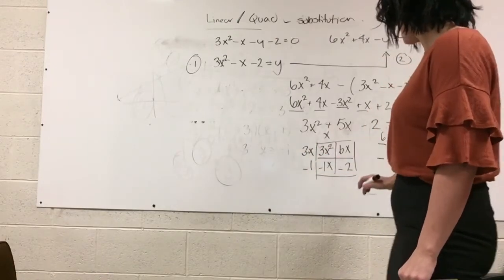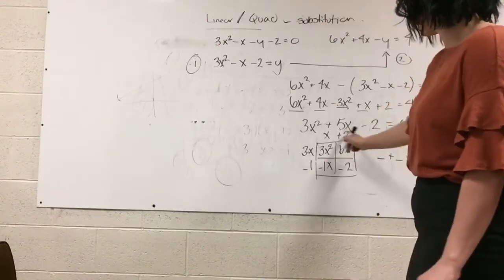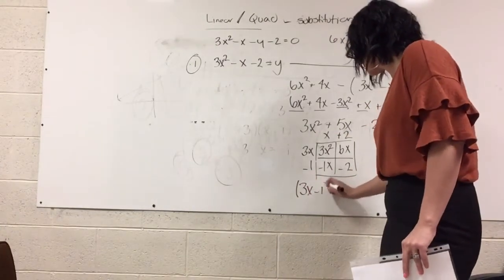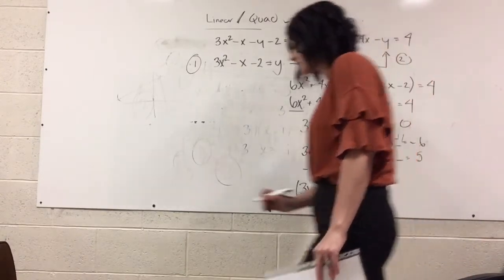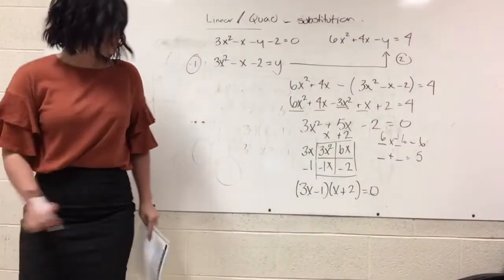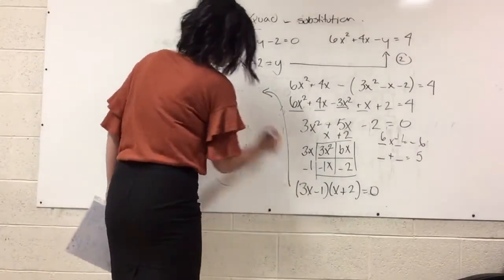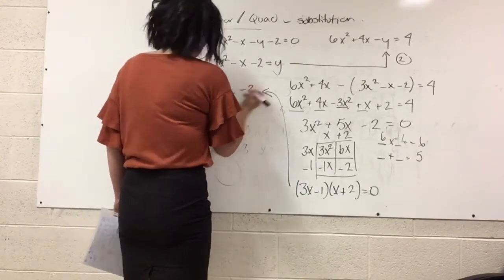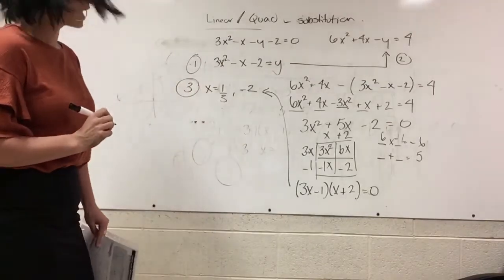So this is going to be an x plus 2. And then I just double check to make sure that the box works. So I end up with 3x minus 1 and x plus 2. So now I still need to solve for x. So I'm just going to come over here. I take each bracket, set it equal to 0, and solve for x. So I get x equals a third and x equals negative 2. So that's the third step there, to solve for x.